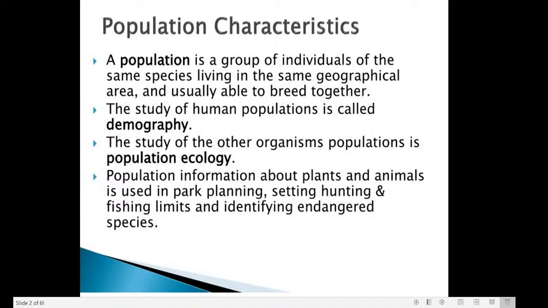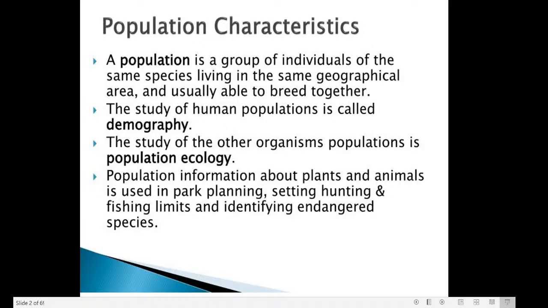Yesterday we discussed some species and ecosystem related topics. Today, we will look at how organisms and particular populations are classified. That is population characterization, which is one group. How can we separate one group, one population? The study of the human population is called demography.